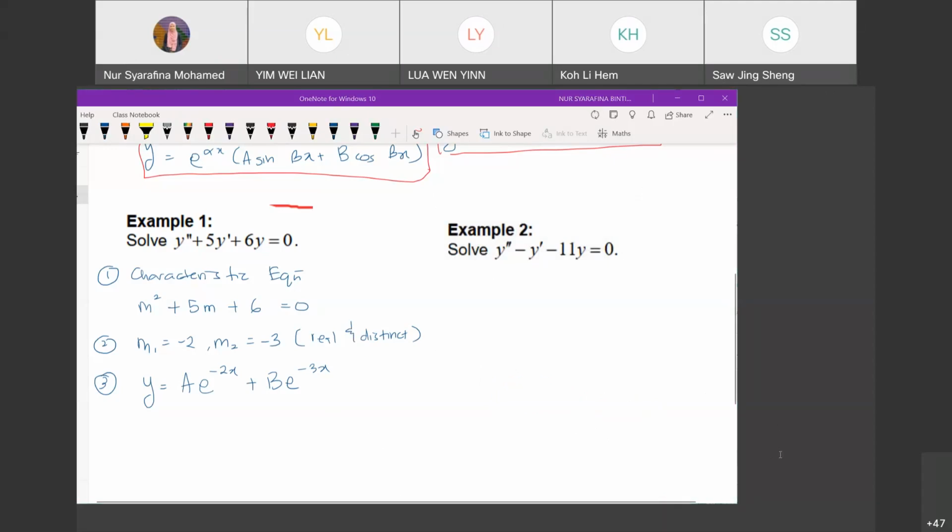Will the expression be given in the exam? I don't think so, yes. I think the form is not given. Let me check. Okay, please proceed with the example. Let me check first about your question.